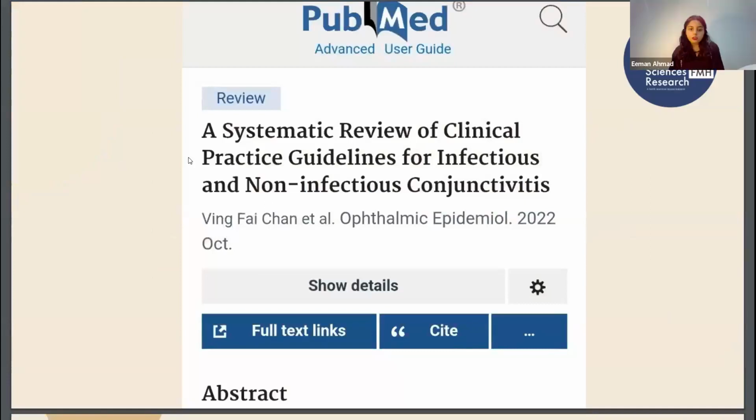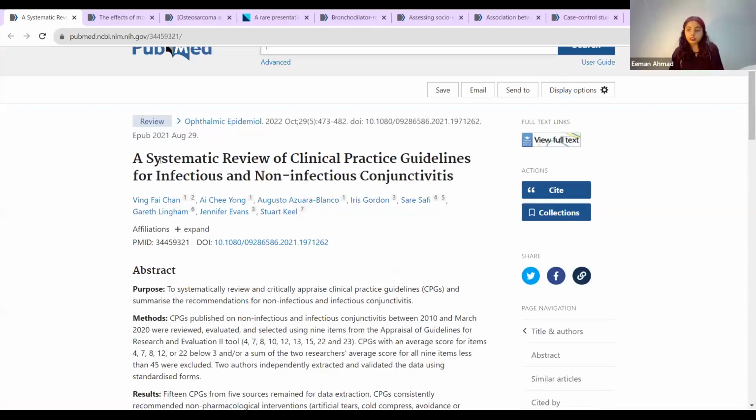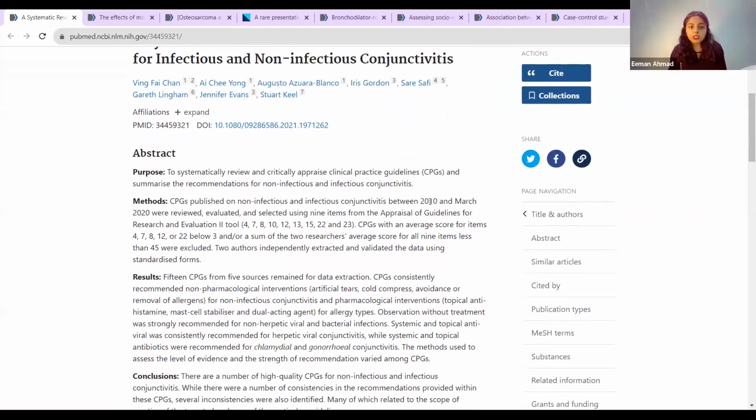Okay, so this is an example of a systematic review. Let's go over it together. First thing you can see is that the title itself says it is a systematic review: A systematic review of clinical practice guidelines for infectious and non-infectious conjunctivitis. Okay? So they've mentioned that they conducted their search.